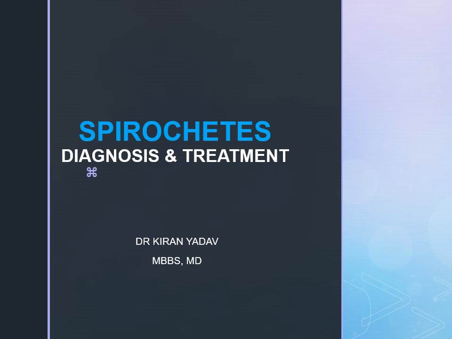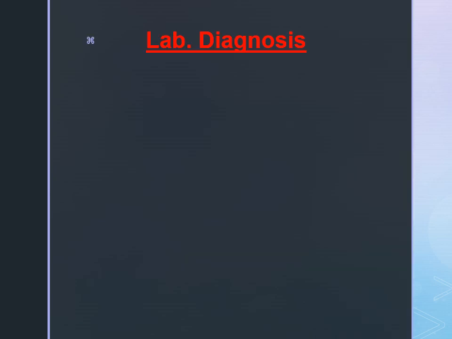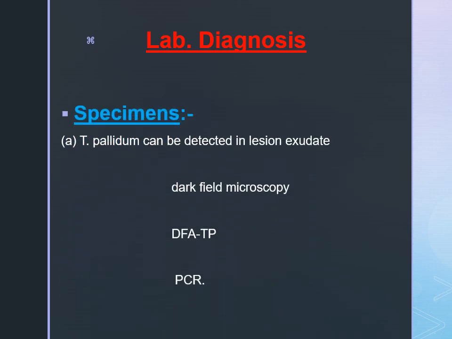So now we start with the new presentation, that is how to diagnose a case of syphilis and how to treat these patients. When the lab diagnosis starts, the first thing is what samples we will collect for this disease. Depending upon how the patient presents, we have to collect the sample accordingly. So what can be the different specimens?